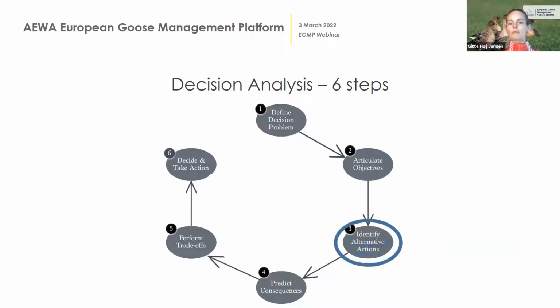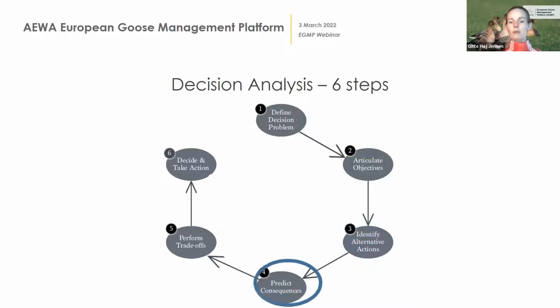Furthermore, then we go on to identify the actions. How do we want to achieve the objectives that we have just set? So that could be setting harvest quota, evaluating the use of recommendation areas, promoting goose tourism, etc. And then furthermore, there can be several actions for the different objectives that we might have.